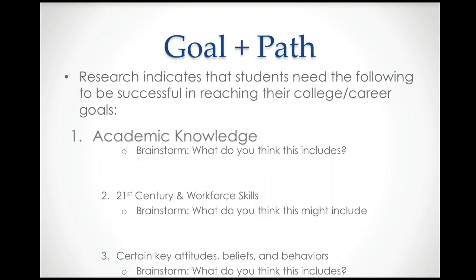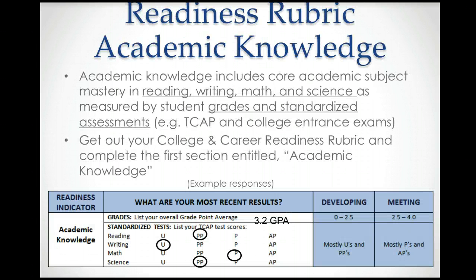Let's talk about academic knowledge here. So hopefully you were following directions before and you have your readiness rubric already ready to go. Because what we're going to do now is use it. So academic knowledge includes all of the core academic subjects you can think of, reading, math, science, social studies, those sorts of things. And they're usually measured by grades and also by assessments. We're talking ACT, TCAP, and those sorts of things.